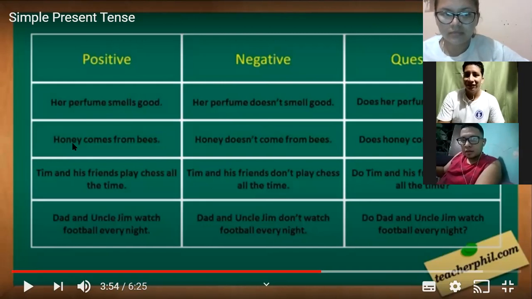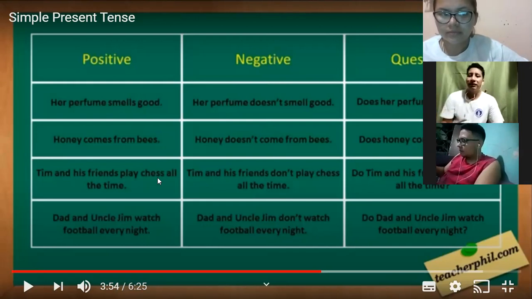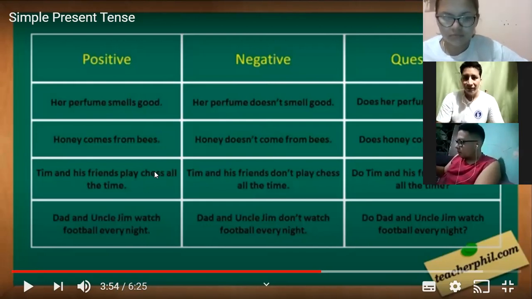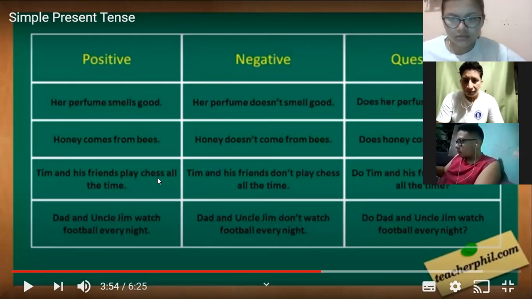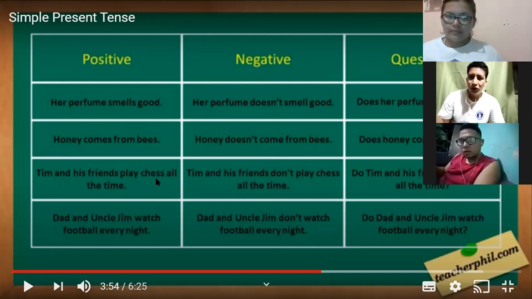Yes, it does. Right? Tim and his friends play chess all the time. You know the meaning of chess? It's a play. What kind of game? What kind of game? It's a board game. Let me show you a picture.